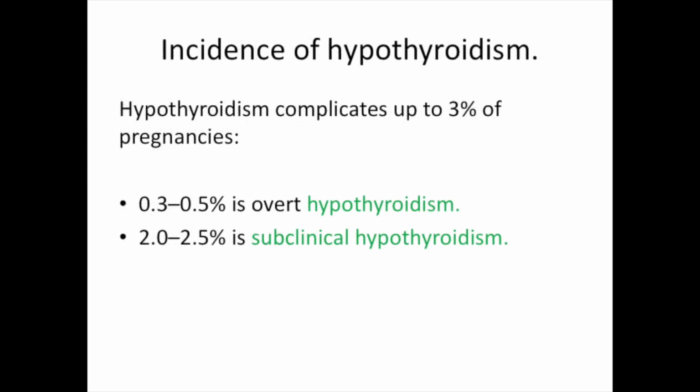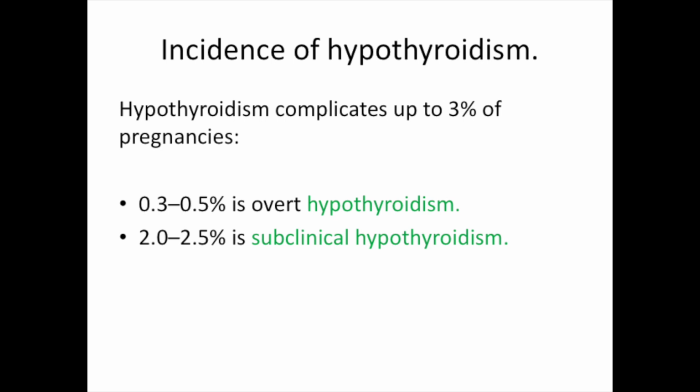Got it? What is the incidence of hypothyroidism? Hypothyroidism complicates up to 3% of pregnancies. 3% of our pregnant ladies are hypothyroid, and it might be higher in this part of the world. Hypothyroidism is of two types: subclinical hypothyroidism and frank hypothyroidism. Subclinical hypothyroidism, where the T3 and T4 are normal and the TSH is high. Frank hypothyroidism, where the T3 and T4 are low and TSH is high.